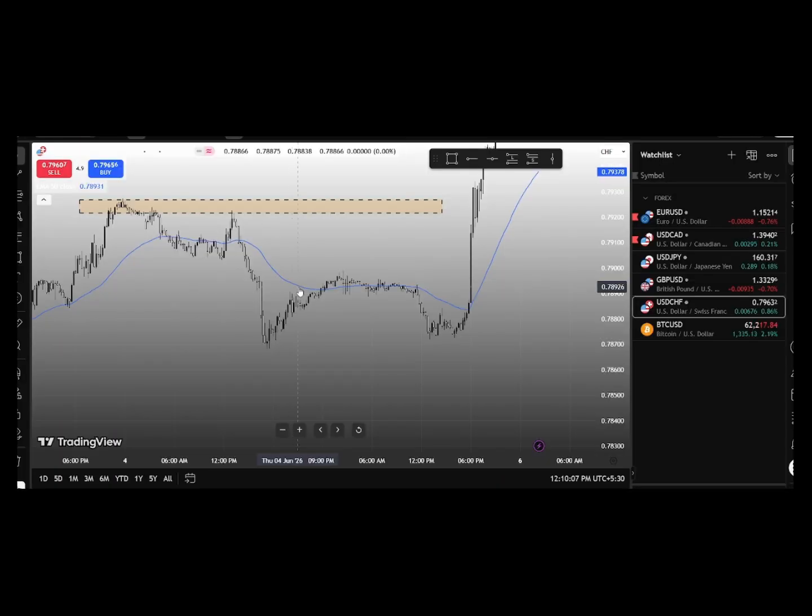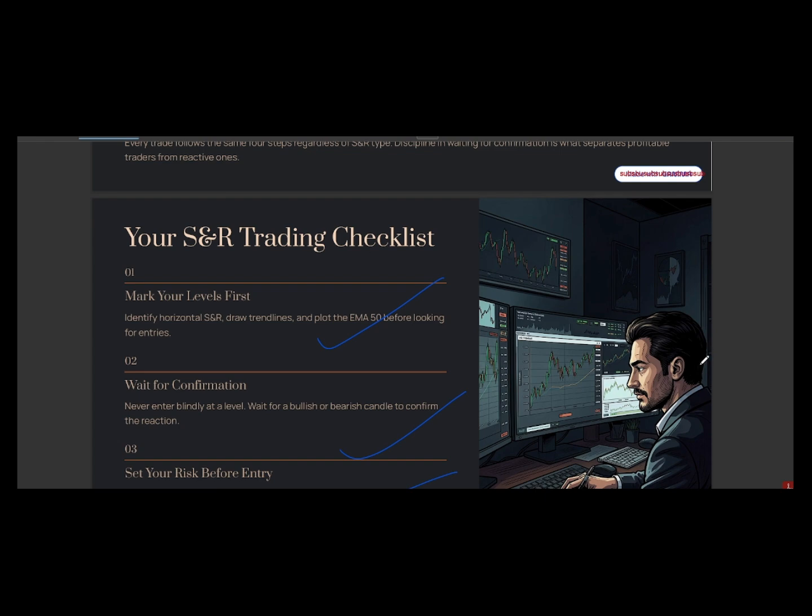And I've shown you how this works on TradingView as well. I applied the indicator and showed you the trendline, I showed you normal resistance. So this was a very important strategy.